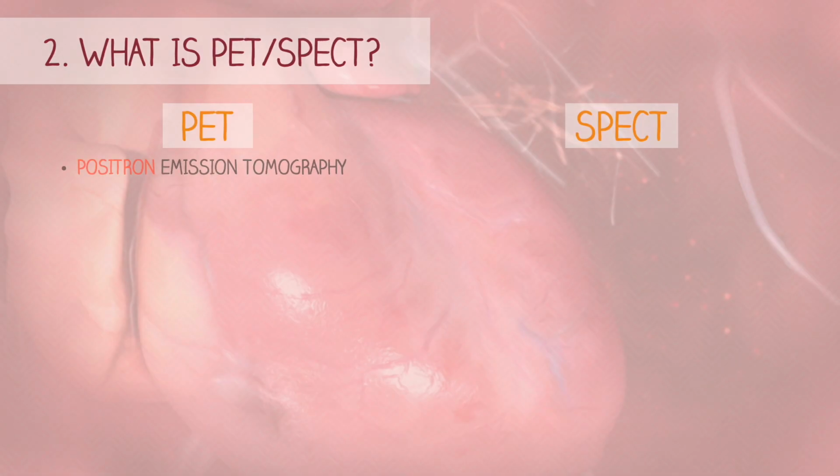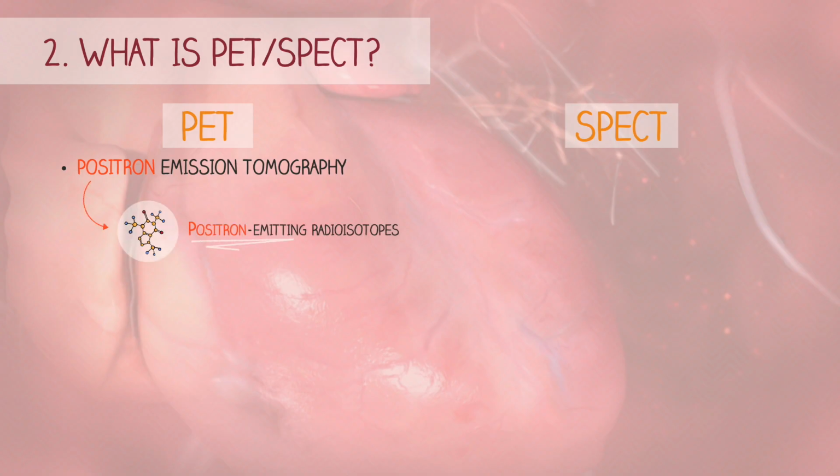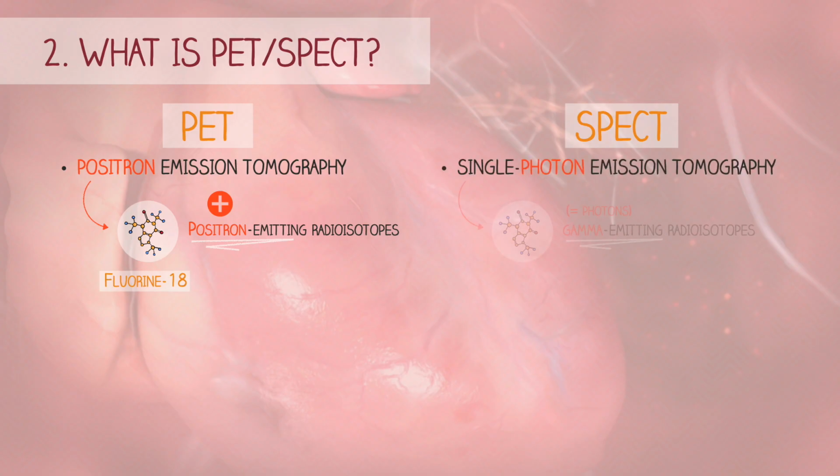PET stands for positron emission tomography. As the name implies, it uses positron-emitting radioisotopes. A positron is a positively charged particle released during the decay process. The most frequently used radioisotope in PET is fluorine-18. On the other hand, SPECT stands for single-photon emission tomography and utilizes gamma-emitting radioisotopes. The most commonly used radioisotope here is technetium.